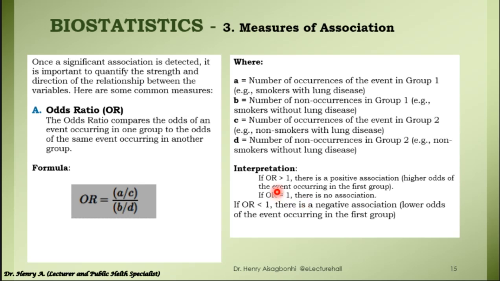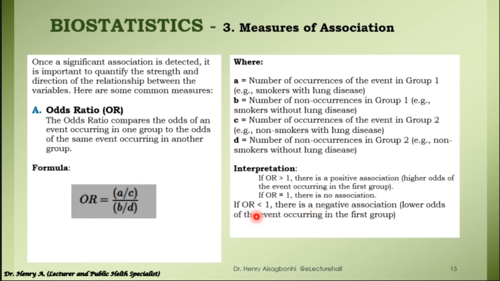Now, what is the interpretation? If the odds ratio is greater than 1, there is a positive association between the variables: higher odds of the event occurring in the first group. That is, there is a higher probability of the event that we are looking into occurring in the first group. If the odds ratio is equal to 1, then there is no association.